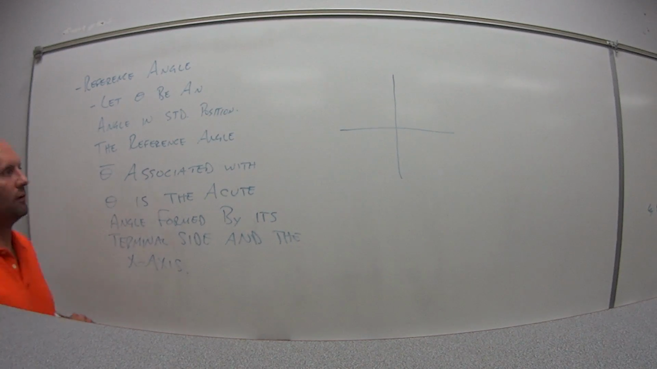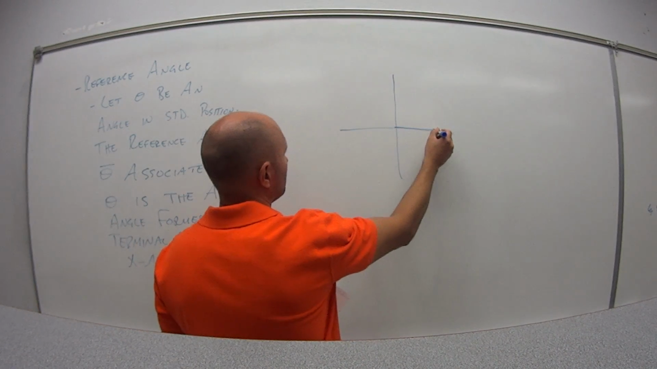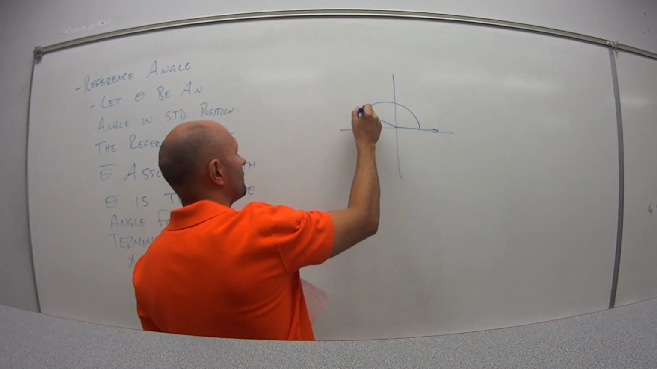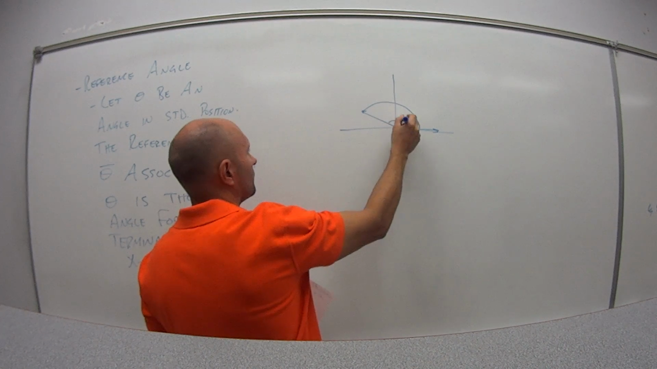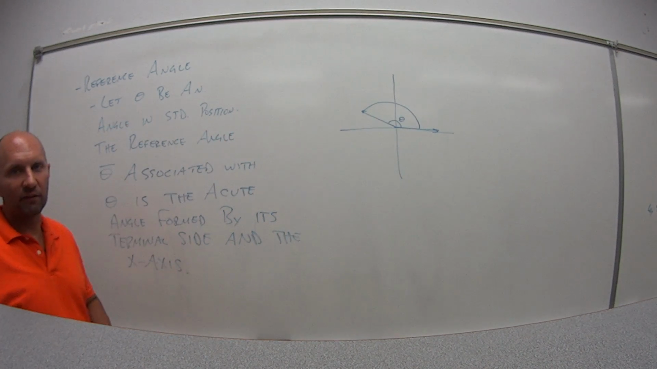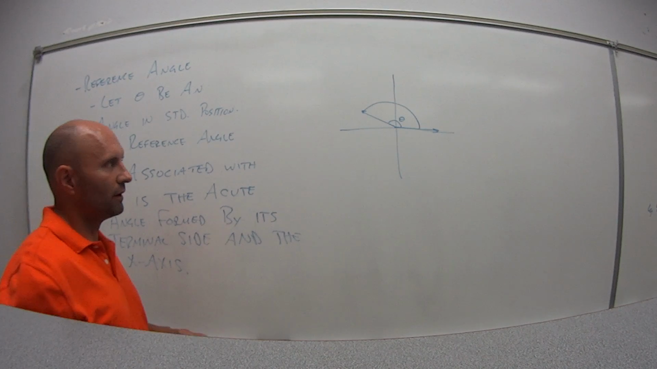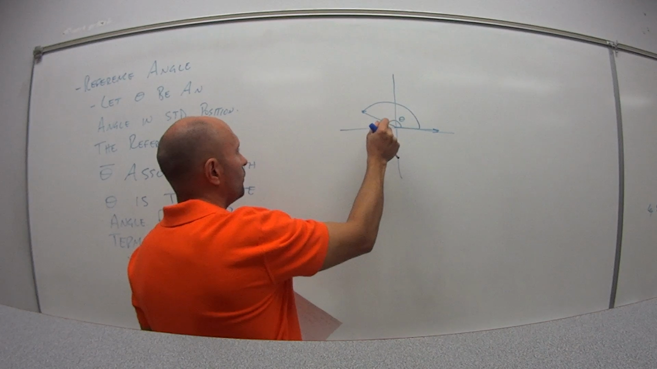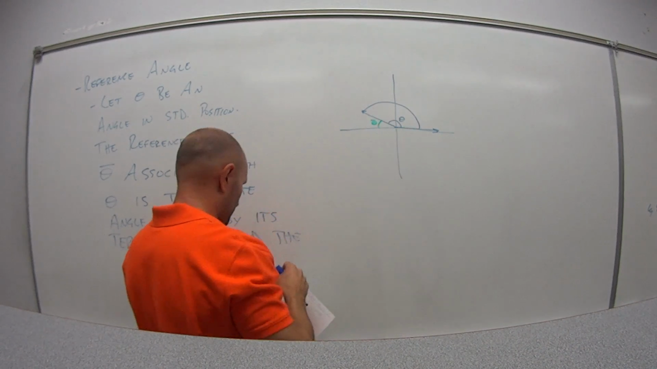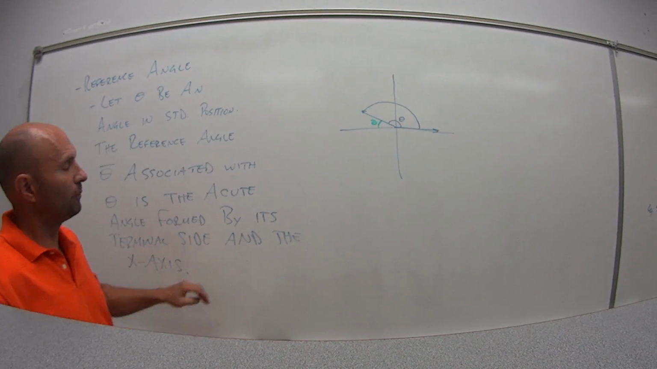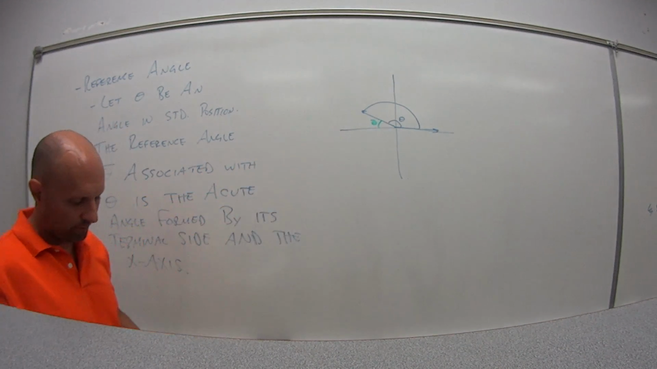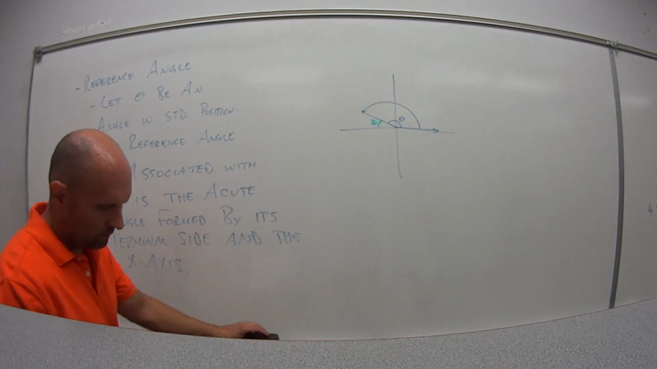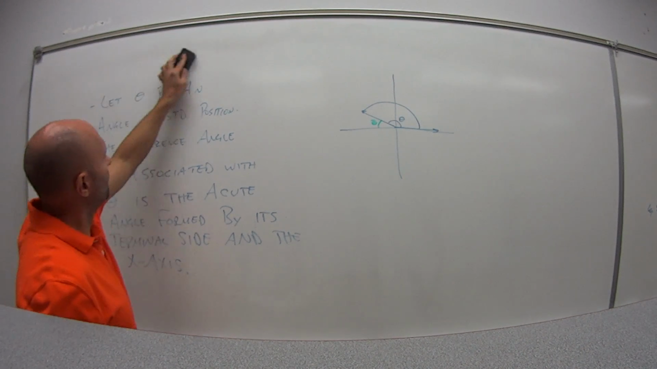What this means is, if we have our initial side on the positive x-axis, and I have some angle here, theta, obviously that's not an acute angle anymore. It's bigger than 90 degrees. So our theta bar would be this angle here, the angle formed between that terminal side down to the x-axis. That's what this definition is talking about. Let's look at a couple examples.